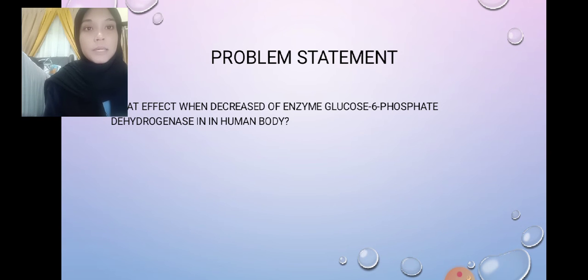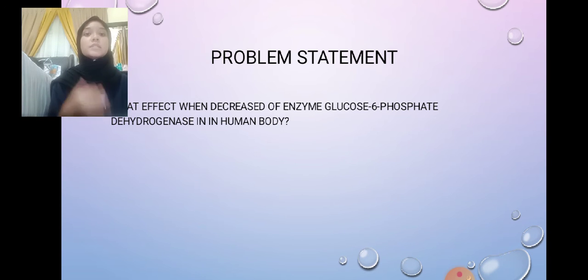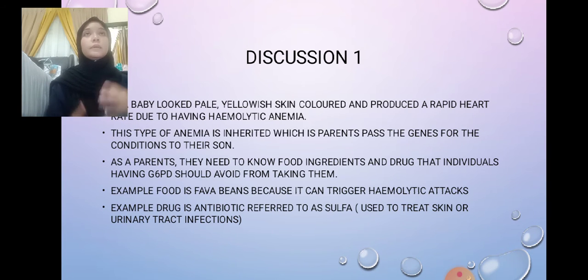So here we have the problem statement. What is the effect of a decrease of the enzyme glucose 6 phosphate dehydrogenase in the human body? Based on the situation given in the task, a baby looks pale, has a yellowish skin color and a rapid heart rate due to having hemolytic anemia. So this type of anemia is inherited. Why do I say that this anemia is inherited? Because a parent passes the gene for the condition to their son.